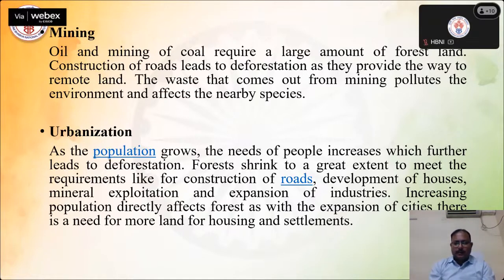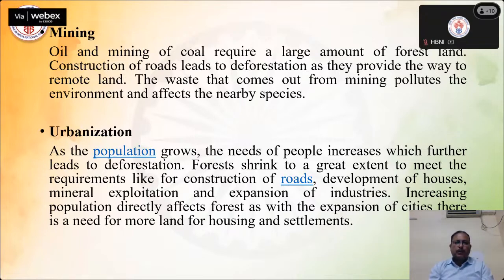For the more important part, I am putting here urbanization. As the population grows, the needs of people increase, which further leads to deforestation. We are the number one populated country in the world, and we are very proud of that. I don't know for what purpose we are proud, but yes, we have generations, we have a young population. But think about the context when we all get old after 20, 30 years. We will become the country having the most old people, with too much dependency on the young generation. How will we contribute? And deforestation is there.